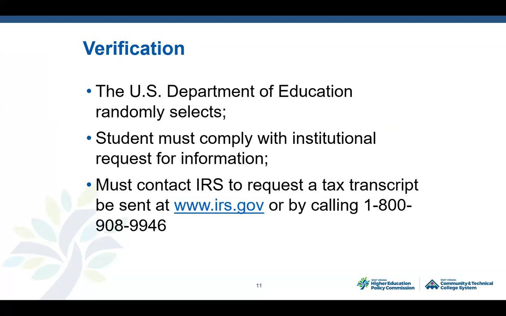The U.S. Department of Education has a random selection process where they flag FAFSAs for verification, and so the colleges are then required to verify the information on the FAFSA is correct. If you are flagged for verification and you get those requests from the colleges, make sure you're complying in a timely manner so that your financial aid is not delayed and can get processed in a timely manner.